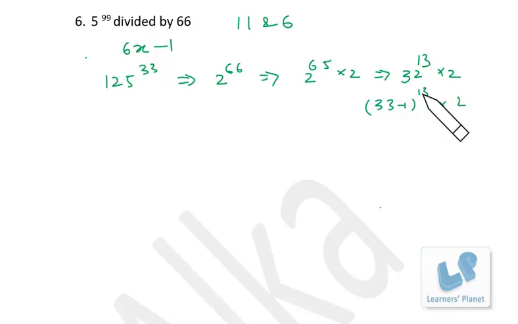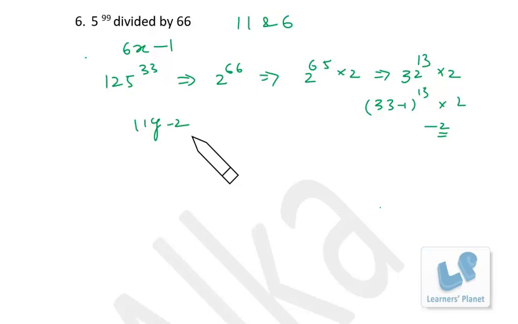So 33 minus 1 raised to 13, when it is divided by 11, the remainder will be minus 1. Minus 1 raised to 13, that is minus 1. And this minus 1 into this 2, the final remainder is minus 2. That means this number is in 11y minus 2 format. Do not take x once again, because the values of x and y may be different. Obviously they will be different. So this number 5 raised to 99 is in 6x minus 1 format and 11y minus 2 format.